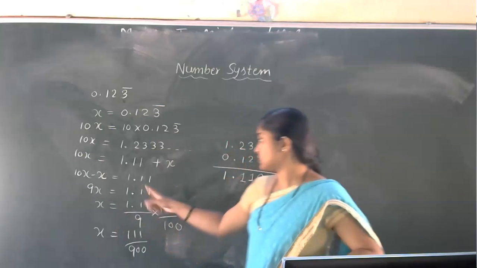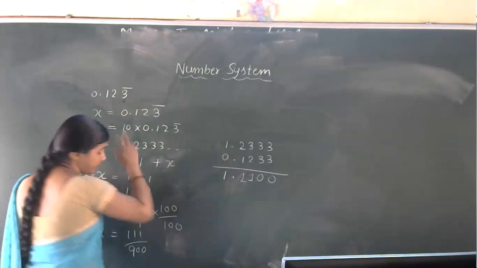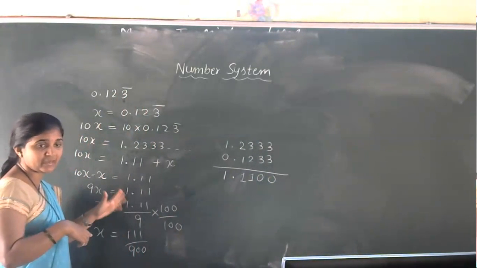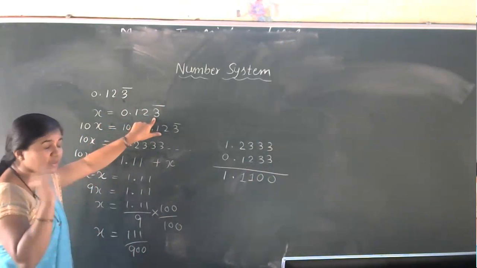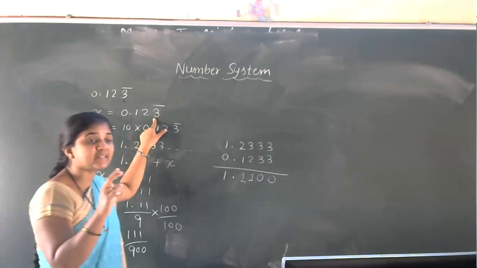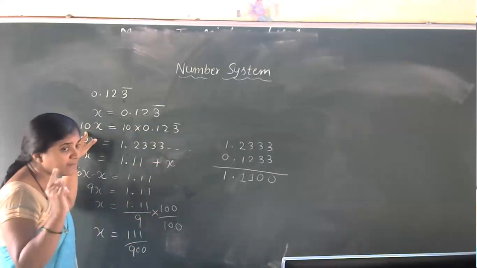So this is the solution actually. See, in the repeating block, if you are following this method, listen carefully. You have to see the repeating block. In the repeating block, how many digits are there? Only one digit is there. Then you have to multiply by 10.